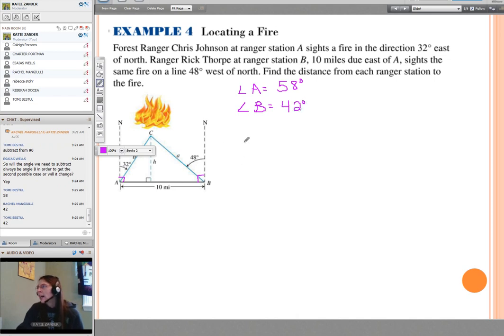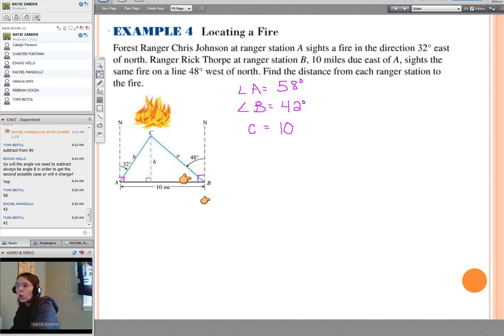And while we're at it, actually before I get too far, side C is the last information that they technically give us. So taking a look at our setup right now, we have an angle side angle. So angle side angle is not the ambiguous case. So there is only the one triangle that we have to worry about. All right. What's the first piece of missing information we should find in this triangle?